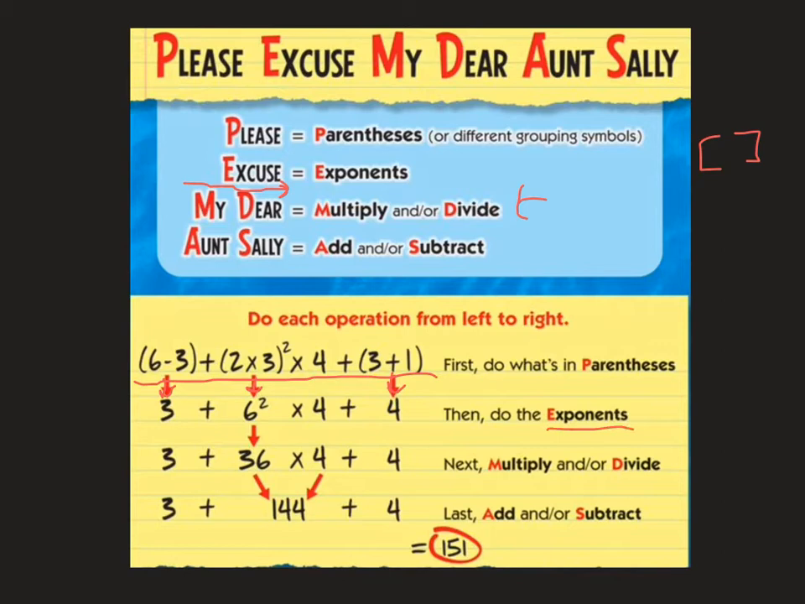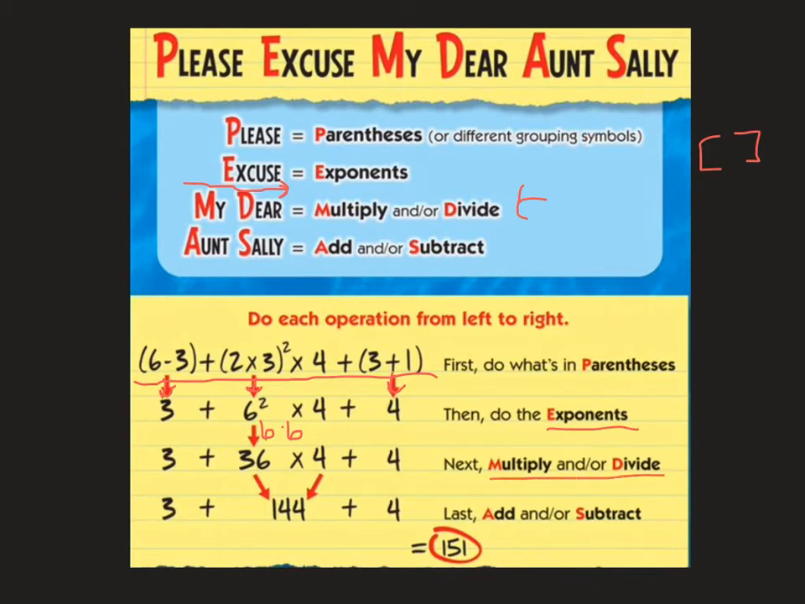Next, I'm going to do exponents. 6 squared is the same as 6 times 6. It is not 6 times 2. If it was that, we would have written 6 times 2. So don't make that mistake. 6 times 6 is 36. And notice all the arrows that show exactly what they're doing and when.